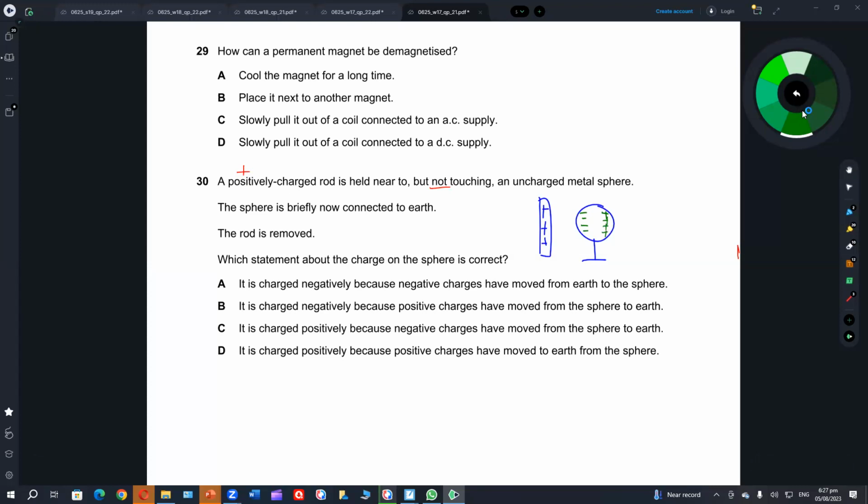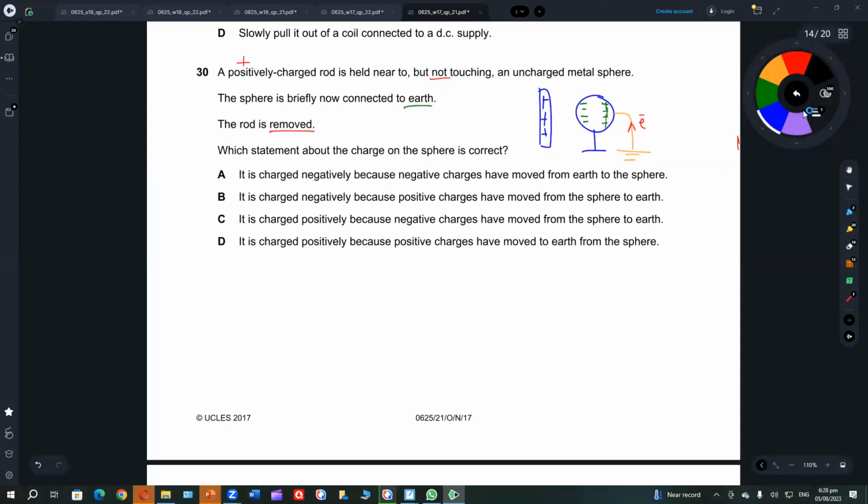Now the sphere is briefly connected to the earth. Then electrons will come from the earth, so the positive section will become neutral. And then the rod is removed. So this is the sphere and the rod is removed. Only minus is left. Do you think the minus will spread over the surface of the sphere?